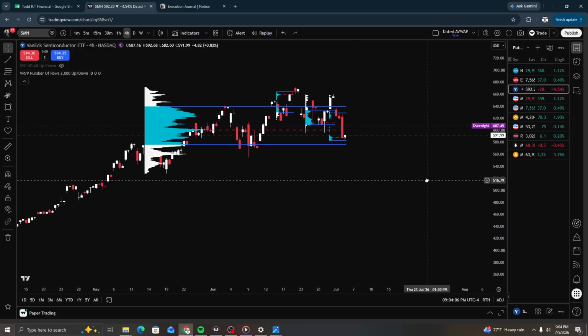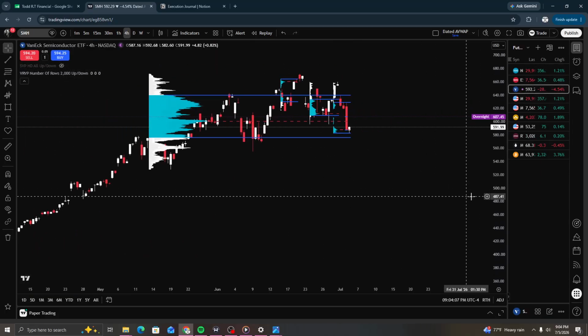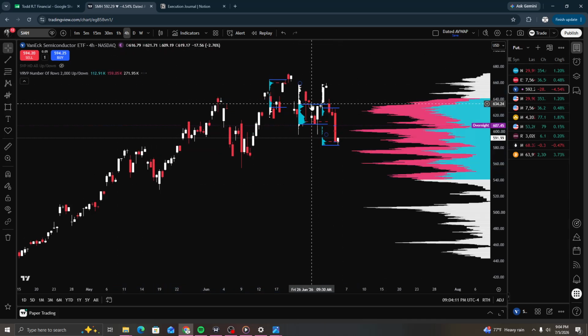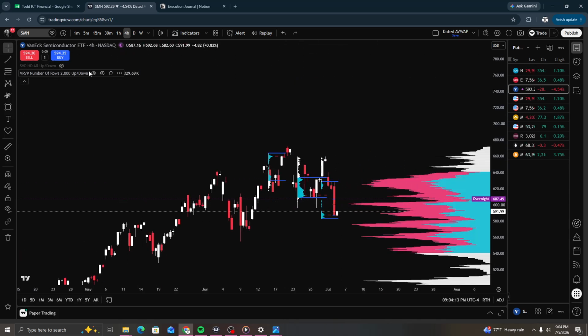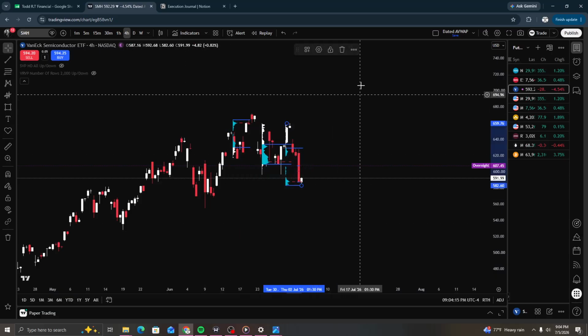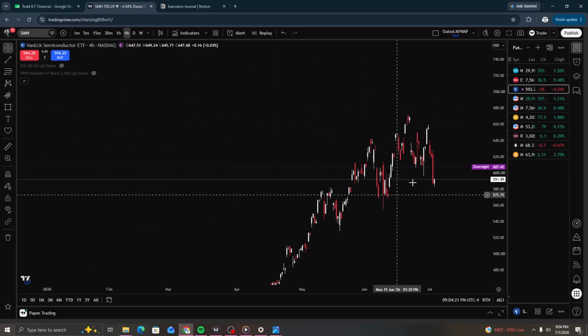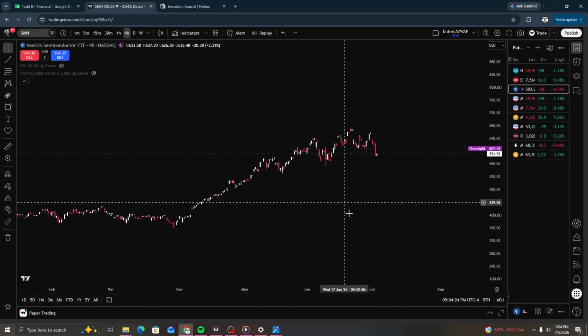So first, I'm going to start off with the SMH, because the SMH pretty much is a big indicator for the Nasdaq so far. So if we're going to take a look at, you know what, just delete all of this. Clearly, we're in a range for the SMH, okay?